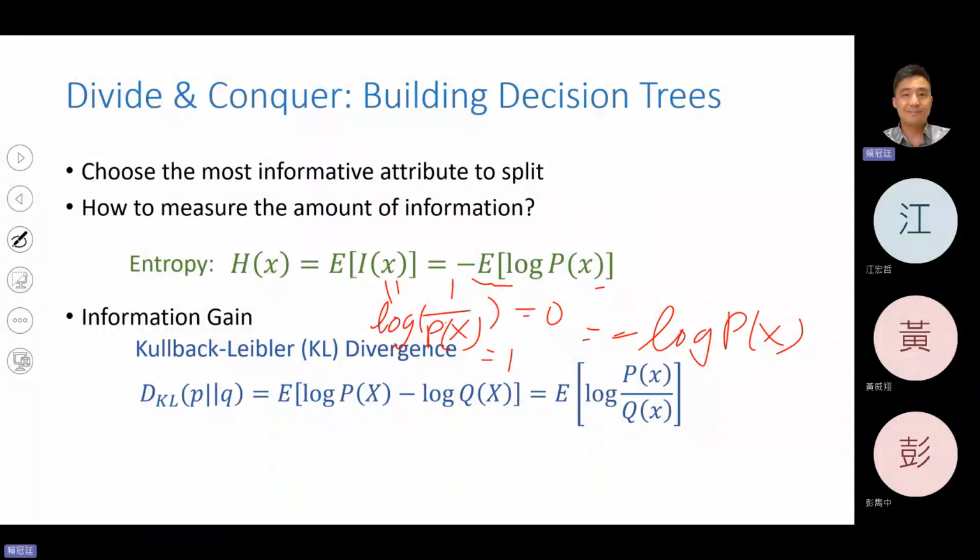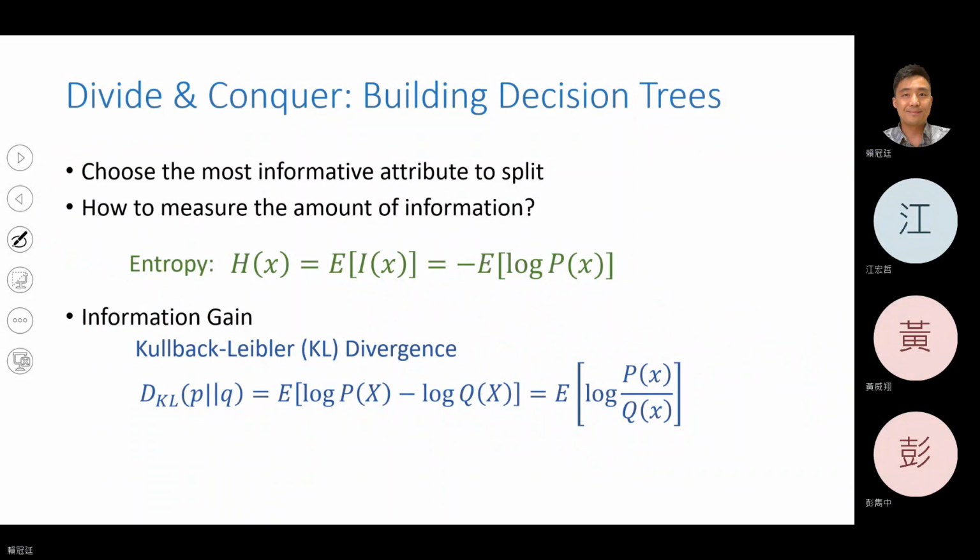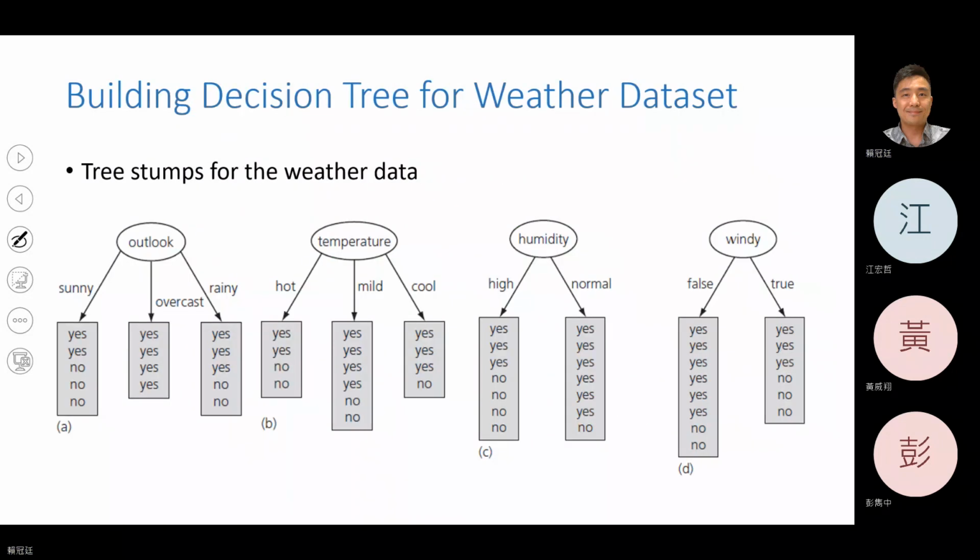And how do we measure the information gain? KL divergence. It just calculates the difference between the information, and then you can calculate the information gain, the gain that you get between two different pieces of information. Remember it's asymmetric.